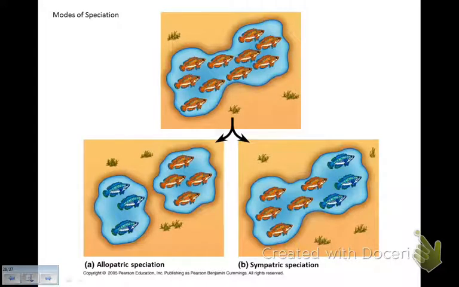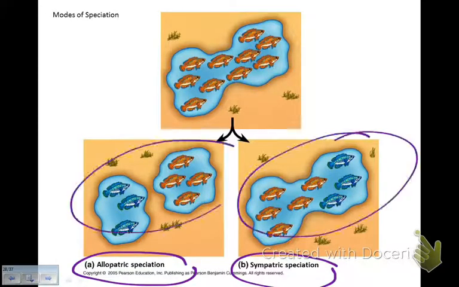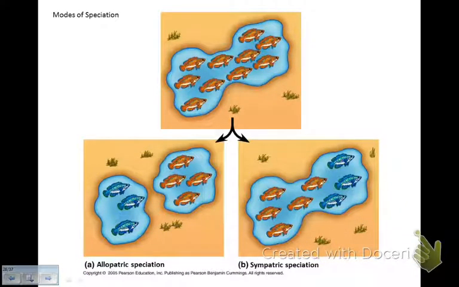Okay, so go ahead and flip over to macro part 2. This is really important too. How do we make new species? You have allopatric and sympatric. Allopatric is different locations. So remember we got those petri dishes and we put the fish in two different petri dishes or in the same petri dish, the paper fish. So allopatric is where a new species evolves, but in a different location. Sympatric is where a new species evolves in the same location.